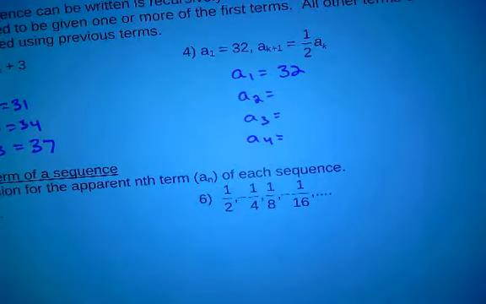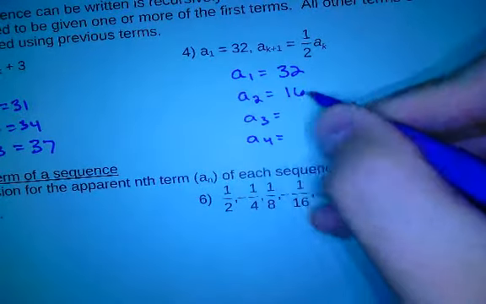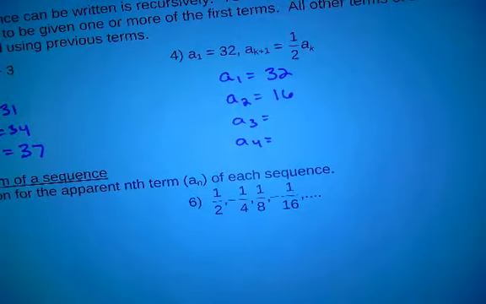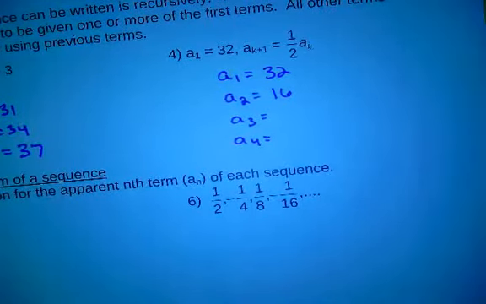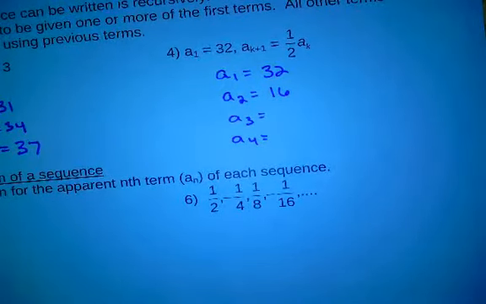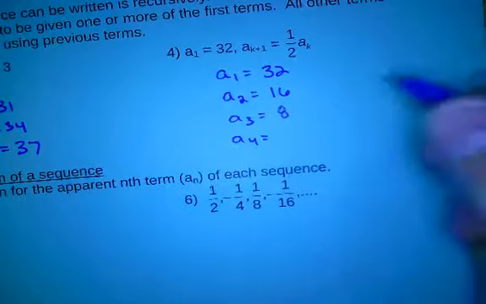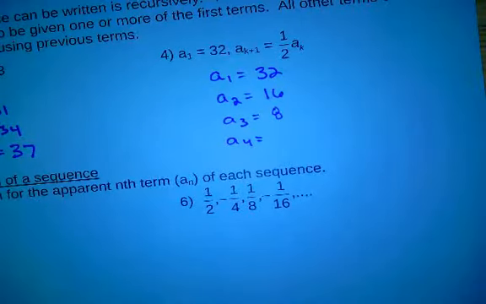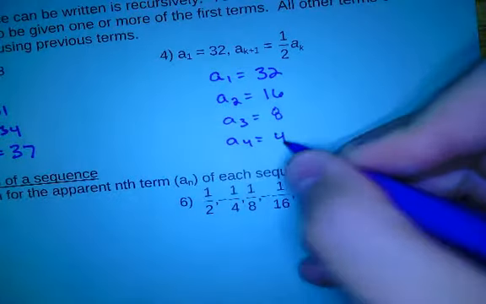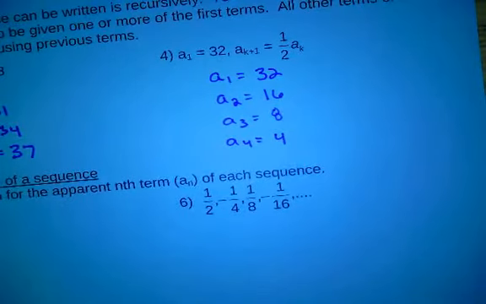Natalie, what's A2? How'd you know that? Because you just take the previous one and multiply it by 1/2? Cool. A3 is going to be what, Cindy? 8. Krishna, A4. What's the pattern? Everything's getting divided by 2.